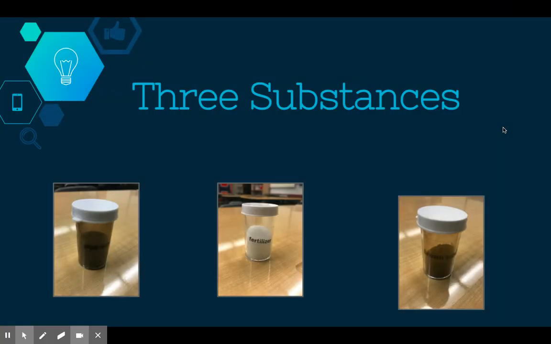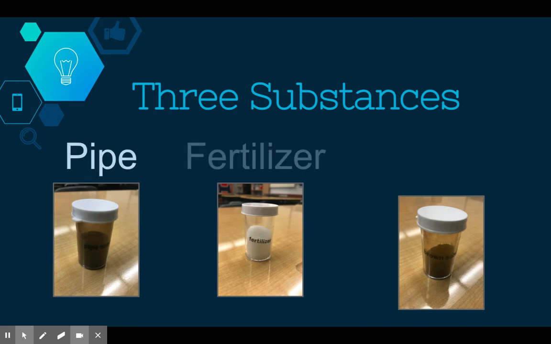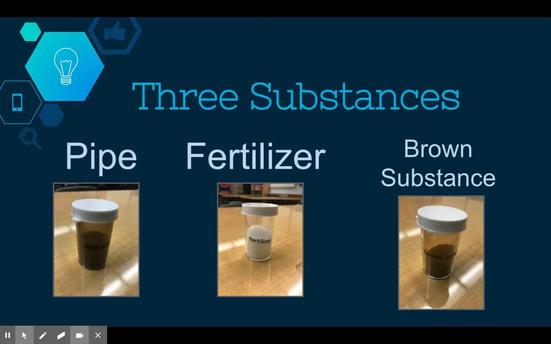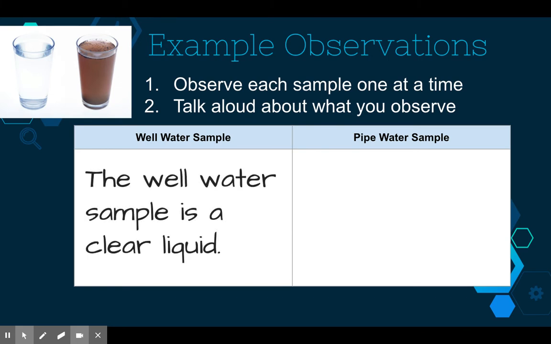And then I also took pictures of these substances that she sent me from her lab: the pipe substance, the fertilizer, and the brown substance. The brown substance is what she evaporated off of the water. You'll get into this in the next section of your Google form. Each of these three samples will be described for you, and you're going to be making observations on these three different samples, okay? And I'll give you an example of what that will look like.